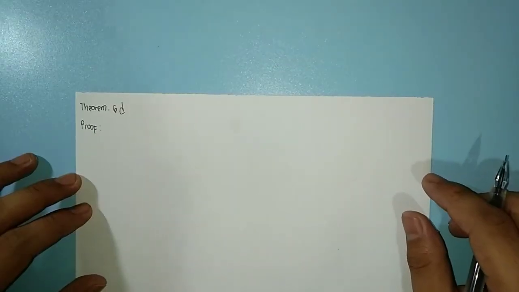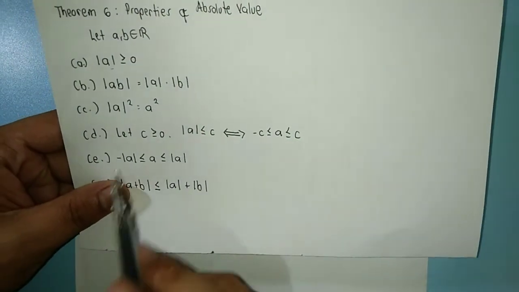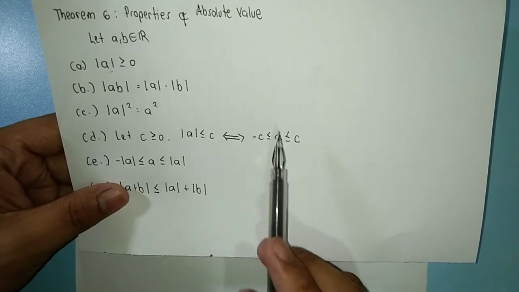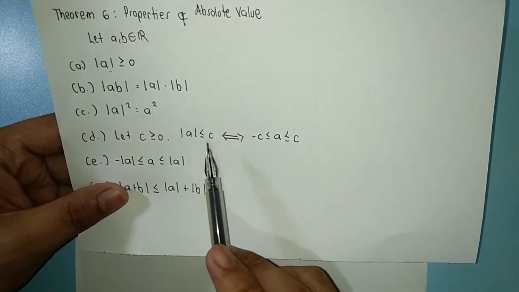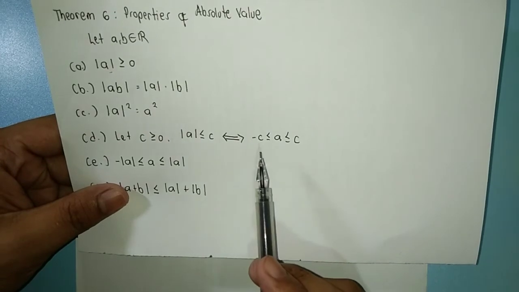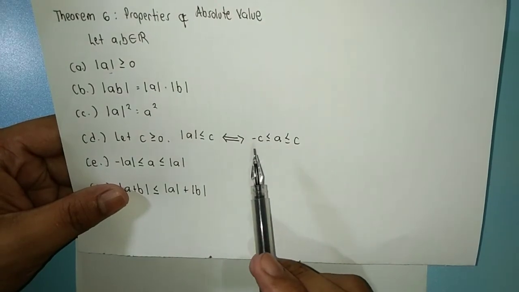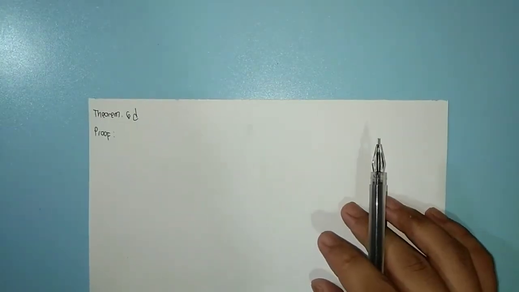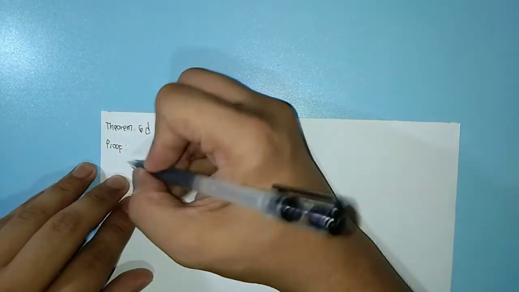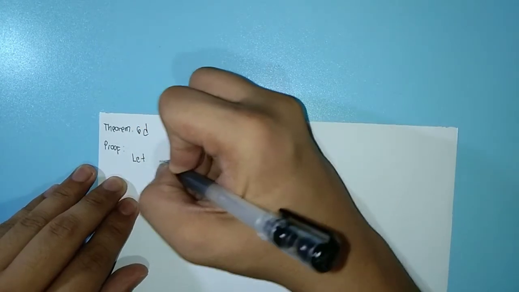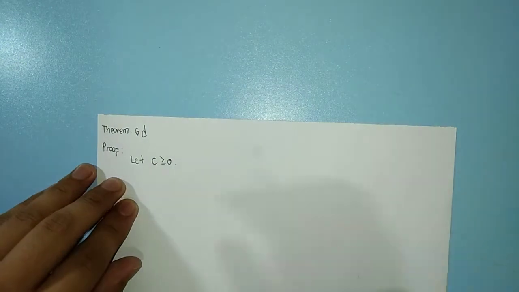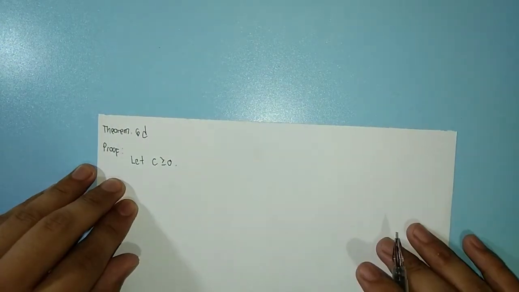Let's have theorem 6D. So ano ulit yung theorem 6D? Let c be greater than or equal to 0. So meron tayong biconditional: absolute value of a less than or equal to c if and only if a is greater than or equal to negative c but less than or equal to c. So may dalawang cases agad tayo kasi biconditional siya. So for our proof, let c be greater than or equal to 0. Galing sa assumption yan. So may dalawa tayong dapat i-prove dito.